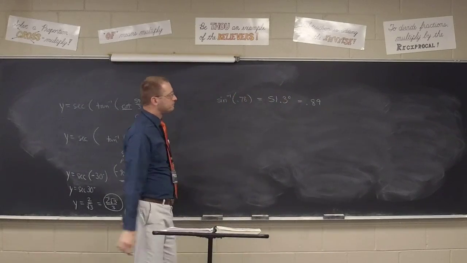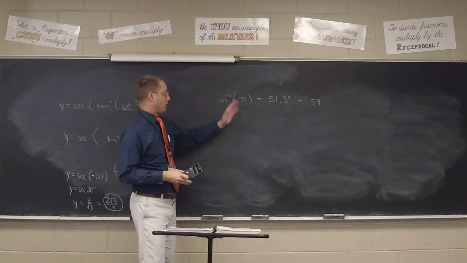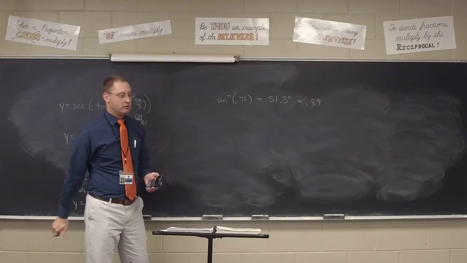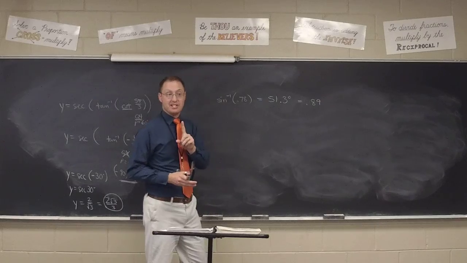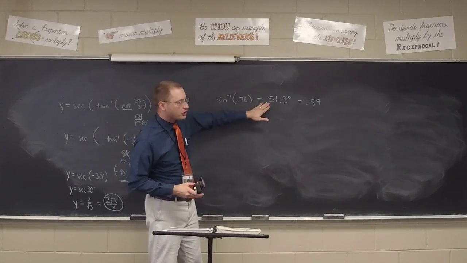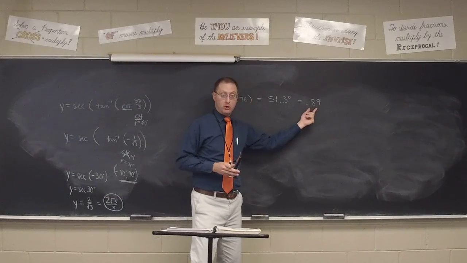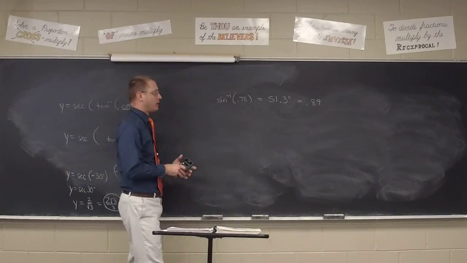So change it to radian mode, and then do what you did a second ago, arc sine of 0.78. In radian mode, it'll give you a different answer. In degree mode, it's 51.3 degrees. Remember, a whole radian is 57.3 degrees, so this is just a little smaller. A whole radian would be 1. This is 0.89, or almost 9/10 of a radian.